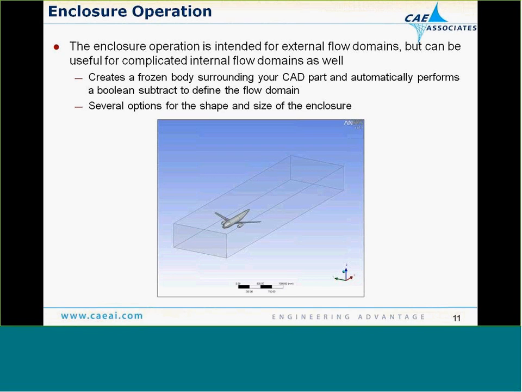I also like to point out that it's useful for internal flow domains as well. Sometimes you have a complicated internal flow domain where you have multiple parts coming together to form the boundary of the internal flow domain. If those don't fit exactly together, it can be difficult to form the internal flow domain. So I oftentimes will use the enclosure operation in order to determine where I have leaks in my solid body, so where those bodies aren't coming together and touching each other exactly as they should be. Just a quick note on the use of the enclosure operation.